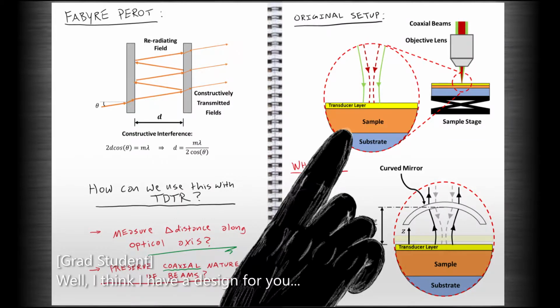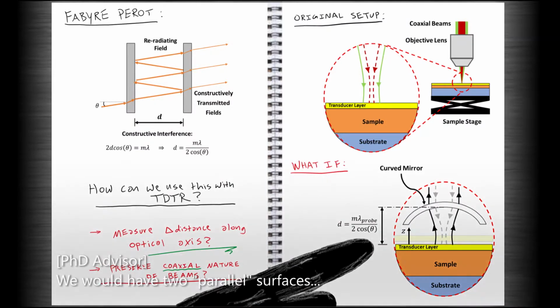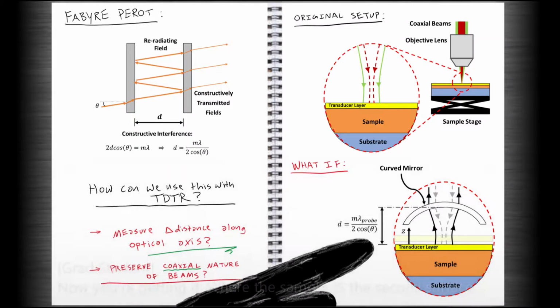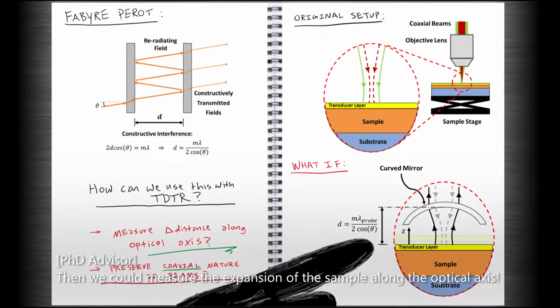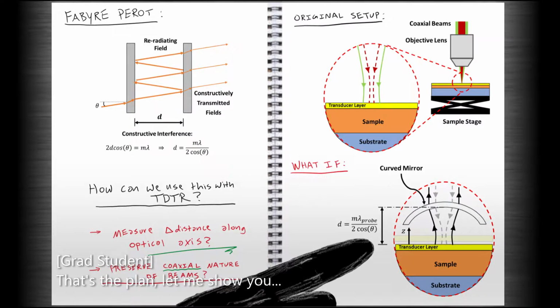Well, I think I have a design for you. If we place a curved mirror between the objective and the sample, we would have two parallel surfaces. Now you're getting it, where the sample is the second surface. Then we can measure the expansion of the sample along the optical axis. That's the plan. Let me show you.